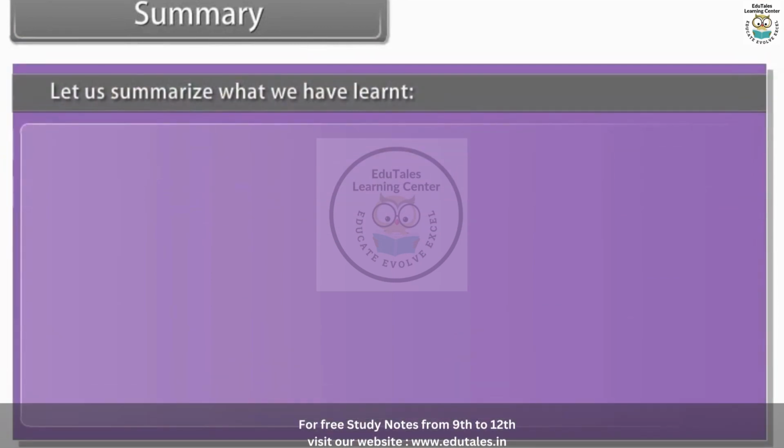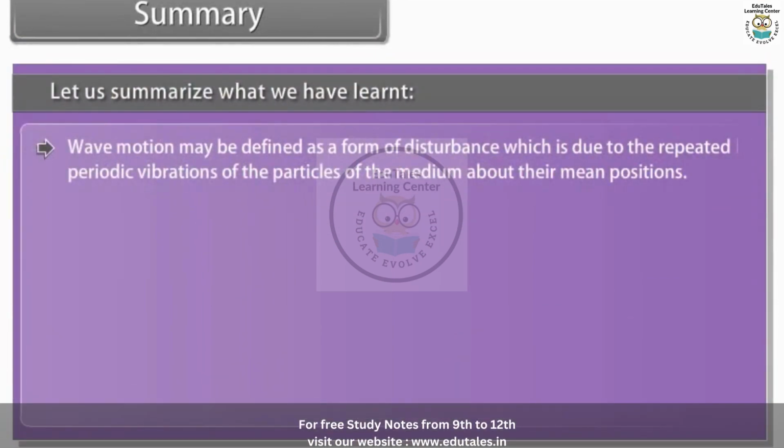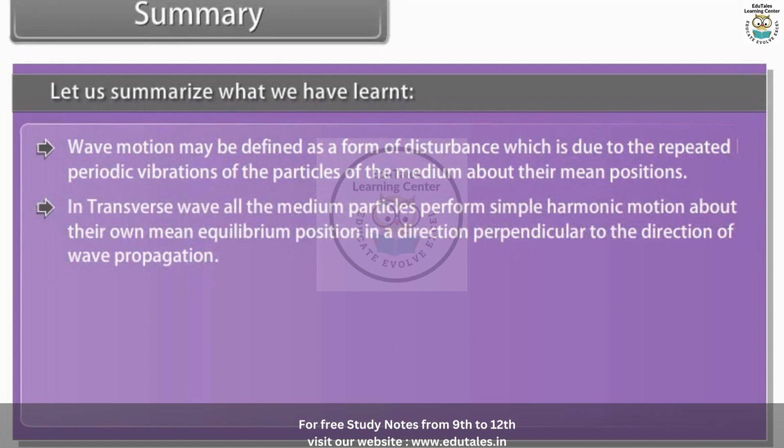Summary. Let us summarize what we have learned. Wave motion may be defined as a form of disturbance which is due to the repeated periodic vibrations of the particles of the medium about their mean positions. In a transverse wave, all the medium particles perform simple harmonic motion about their own mean equilibrium position in a direction perpendicular to the direction of wave propagation.